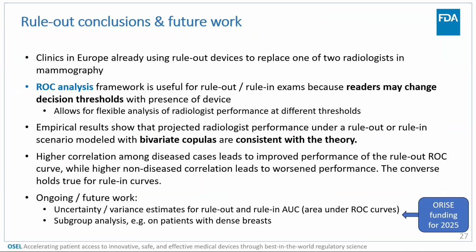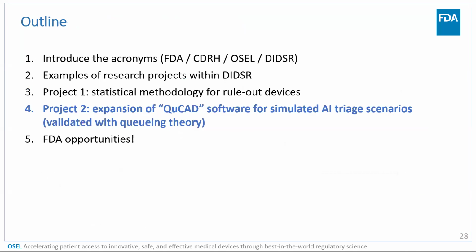Yeah, and so for this project, we have concluded a large chunk of it, but there is still some interesting future work: uncertainty and variance estimates for rule-out and rule-in AUC, the area under the ROC curves, and also doing subgroup analysis, like on patients with dense breasts, for example. I am likely moving to some other projects within the division. There is actually some funding to continue this work through 2025. I know it's short notice, but if anyone's interested, please talk to me.